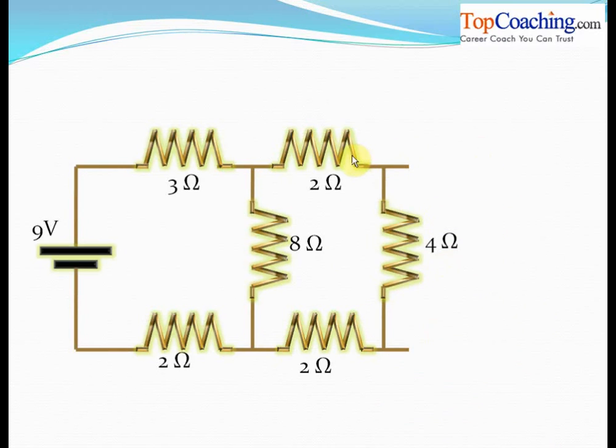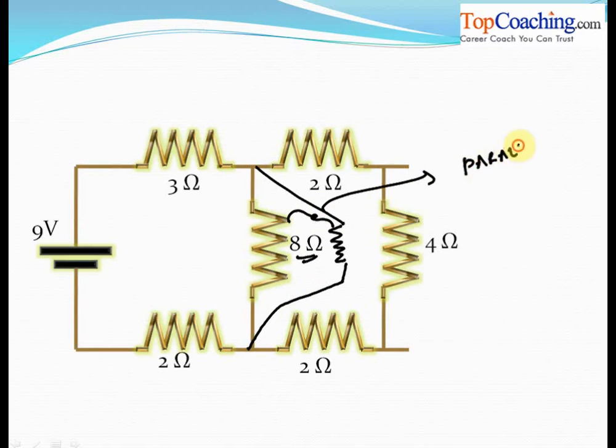Now this 2 ohm resistance, this 4 ohm resistance and this 2 ohm resistance are again in series. So we can add up all these 3 resistances. Now, once we add up all these three resistances, we can actually see that this 8 ohm resistance and the sum of all these three series resistances are in parallel, isn't it? So this 8 ohm resistance and the equivalent of all these three resistances will clearly be in parallel. The sum of these three resistances comes out to be 8 ohms.